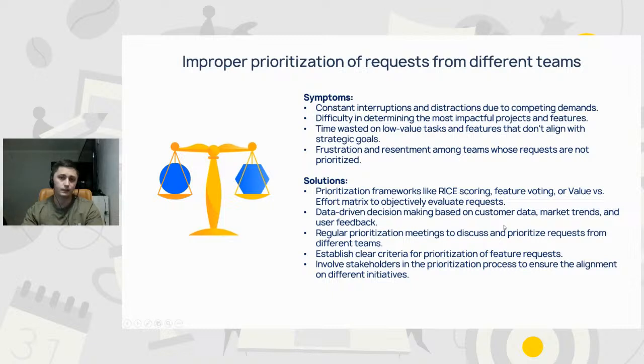Also try to collect as much data as possible for making the right decision, so everyone from different stakeholder groups can understand why this decision was made. Having shared prioritization meetings will help to get feedback from each team to understand why they consider this or that thing as a priority, and also to understand how you can compromise on all these priorities and deliver something which will greatly impact the revenue for your product or for the company.